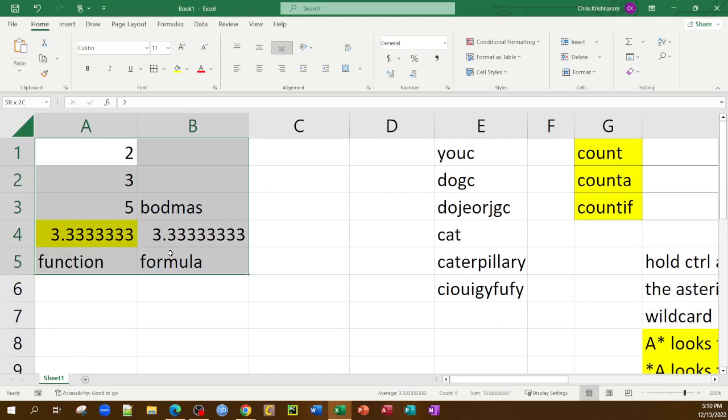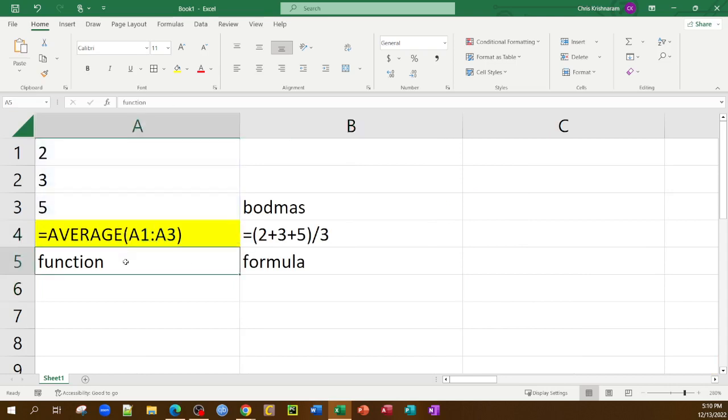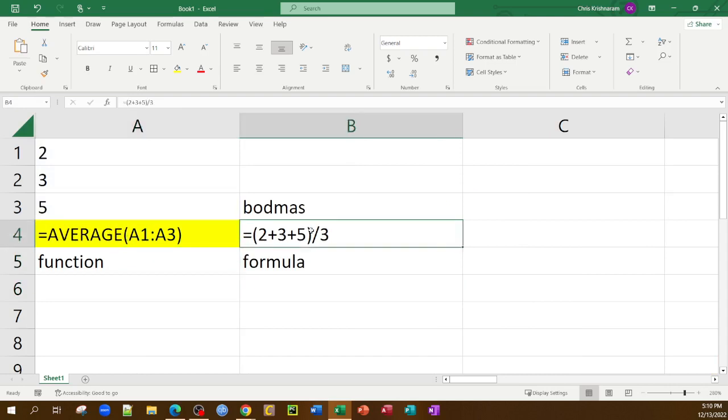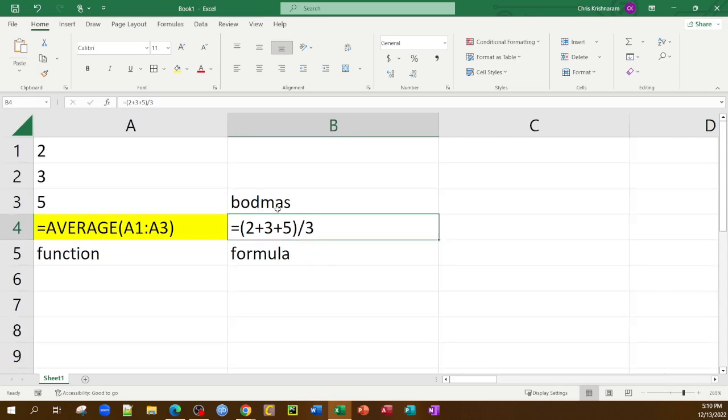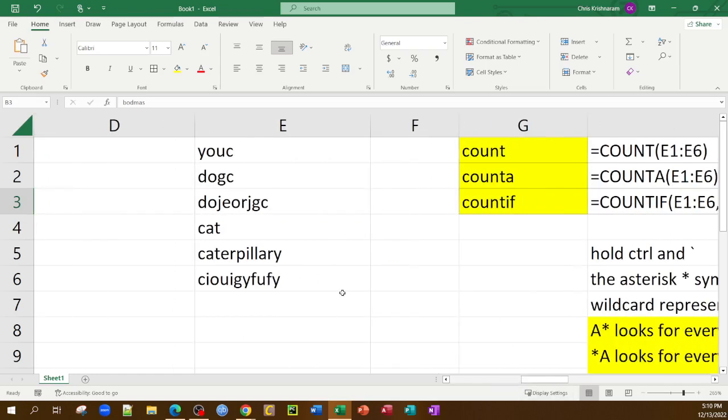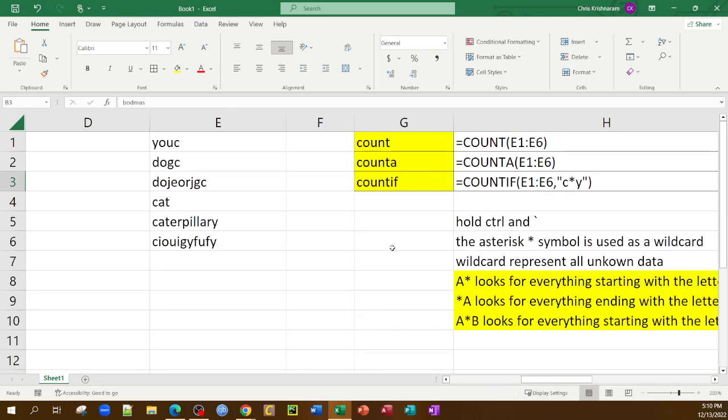So remember what we covered so far for the day. We covered the difference between a function and a formula. Remember, a function does not have any operators inside of it. Only the formula has operators. You actually see the equation in a formula. That's the difference between the two. And please remember how BODMAS works. It's very important for you to know how to create a formula.